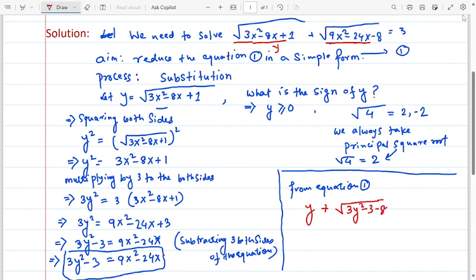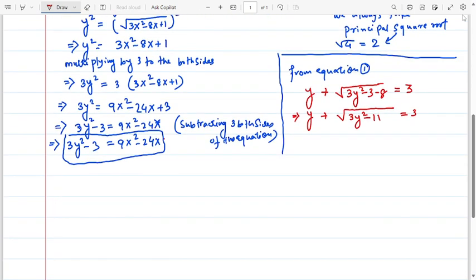If still you are not understanding, just go to the video once more. So now you can see our reduced equation is in a very simple form and it is much simpler compared to equation 1. So let me simplify it first: y plus square root of 3y square minus 11 equal to 3. And I know that you guys can solve it.